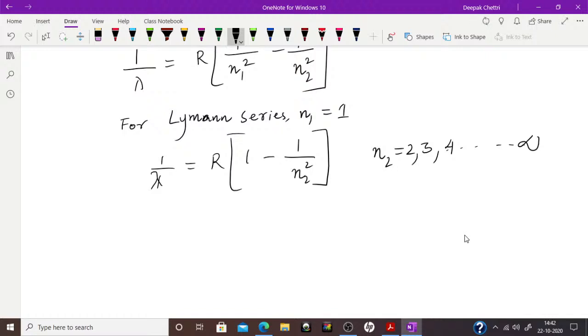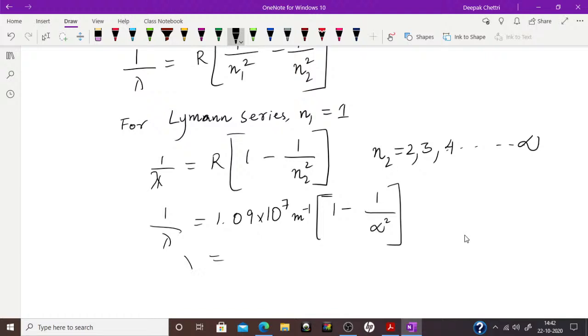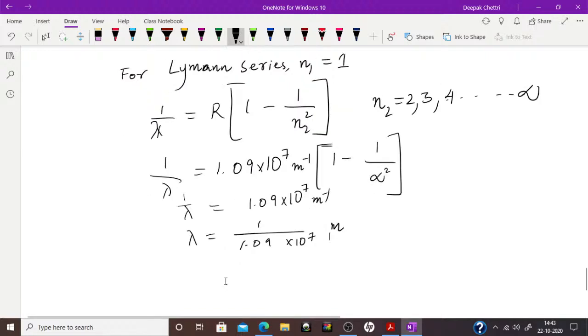So that's why instead of n2 we'll put infinity, and the value of R is 1.09 into 10 to the power 7 per meter. It's a constant, called the Rydberg constant. All this has been given in the notes, you should have a look. 1 minus 1 by n square. What is n? It's infinity, so 1 by infinity square, what is it? It's 0, right? 1 divided by a very very big number is 0. So 1 by lambda will be equal to 1.09 into 10 to the power 7 per meter, or lambda will be equal to 1 divided by 1.09 into 10 to the power 7 meters. So this is your answer for the smallest wavelength.